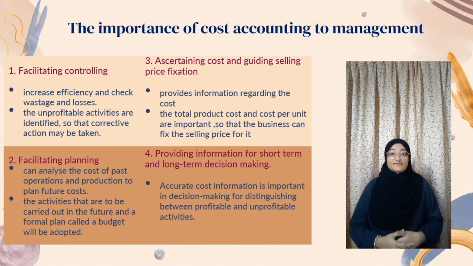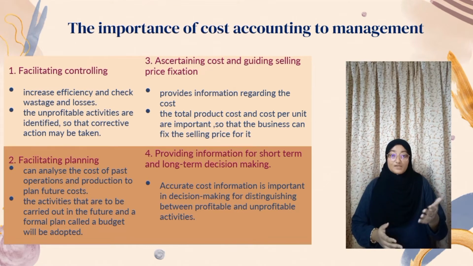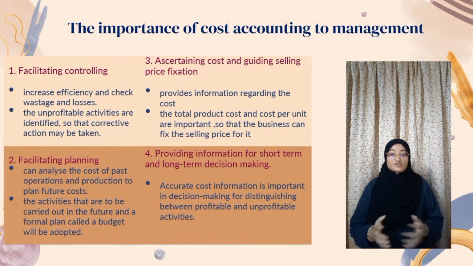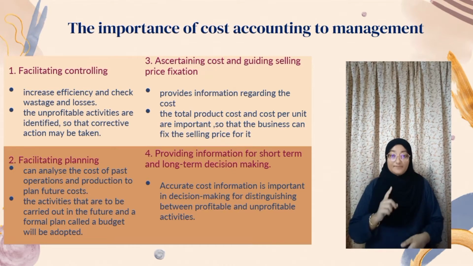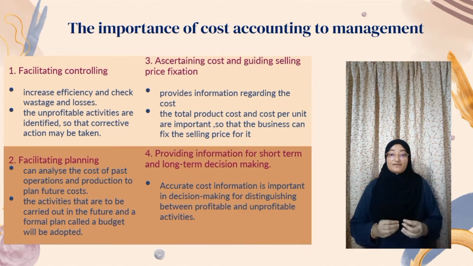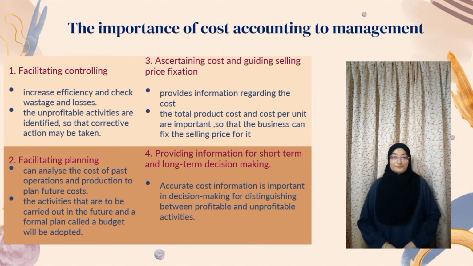Number 2, facilitating planning. In developing plans for the future, cost accounting will be used to analyze the cost of past operations and production to plan future costs. The relevant historical costs must be adjusted to reflect any changes in future production. From that point, the management will determine the activities that are to be carried out in the future, and a formal plan called a budget will be adopted.